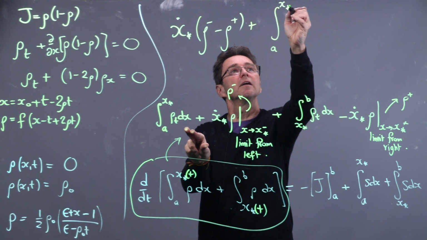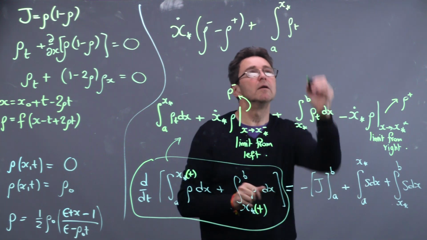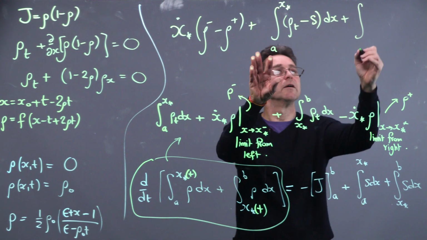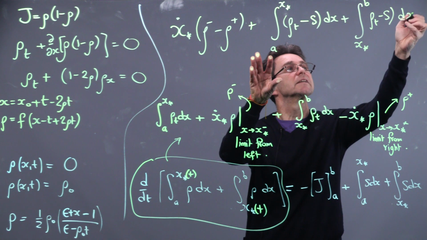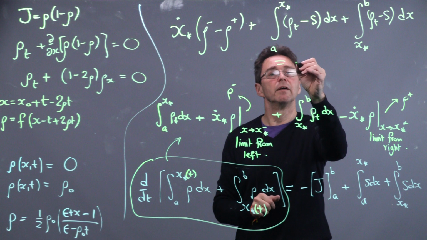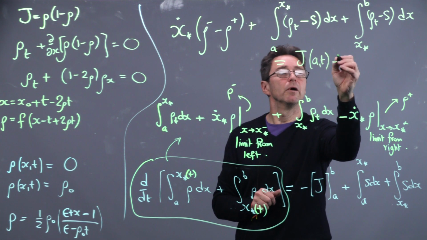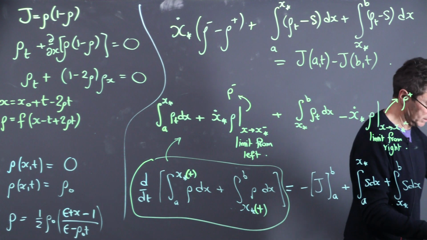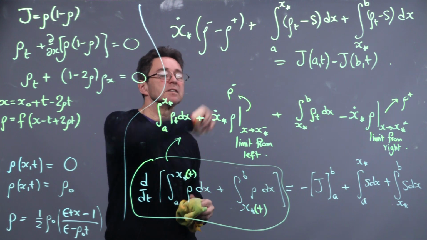Now there are these two integrals left over: a to x star of rho t, and another one of those there, and then an integral from x star to b of rho t minus s dx, from the combination of this one and that one. And these equal that thing. So this is j at a minus j at b. That's our integral conservation law, where we've explicitly taken account of the discontinuity. That's the limit from the left, that's the limit from the right.